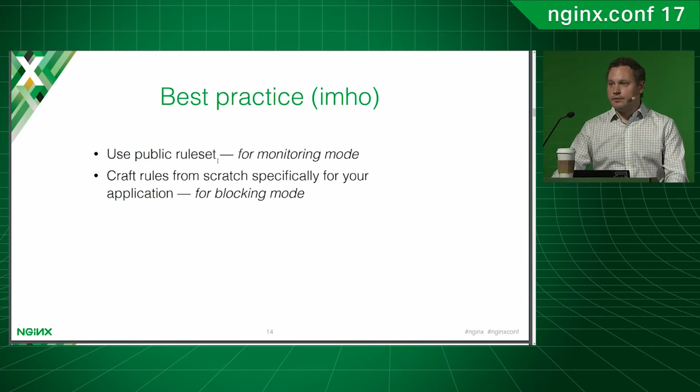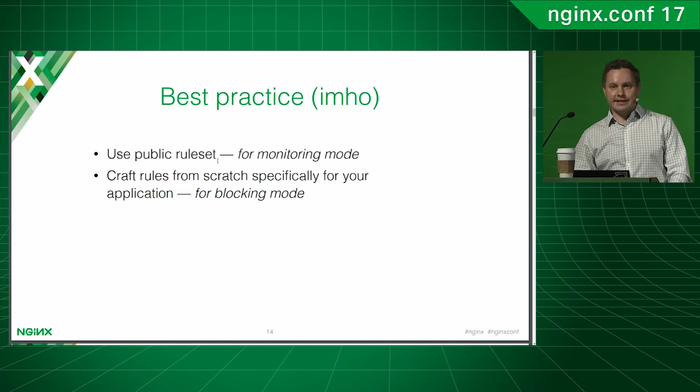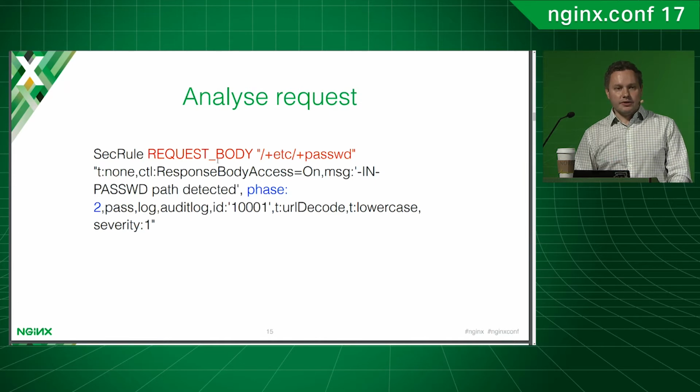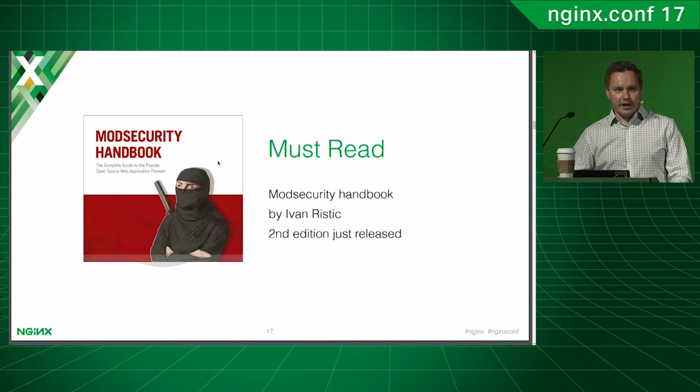The best practice, which we also see among our customers, is to use public rule sets for monitoring at the beginning, and then create specific rules for your application manually, and use them in blocking mode. In many cases, the rules used in blocking mode are quite limited. But you can write a lot of rules, so it's very customizable. For example, you can trigger when there is content like /etc/passwd in the response, with a regular expression. I don't want to dig deeper because we have only 20 minutes.